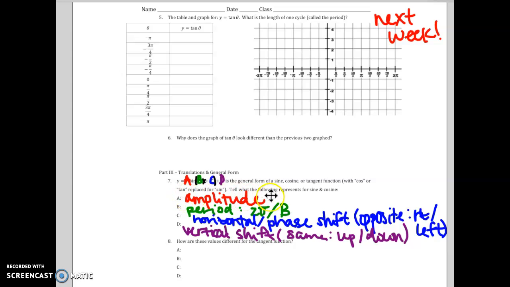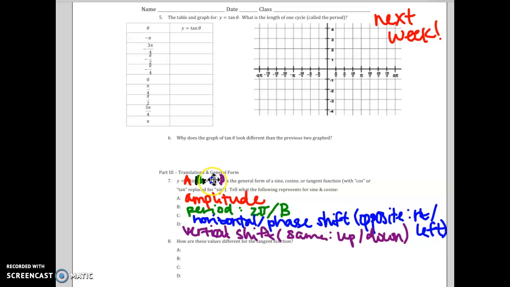But A is the amplitude, the height overall of the wave from the midline to the max, or from the midline to the min. Okay, B helps us determine the period, which is the length of the repeated part. Normally for sine and cosine, you saw that that length is 2 pi. If we have a value in front of x, then that changes it. So we have to take 2 pi and divide by b, and that's going to help us know that part, okay? Horizontal phase shift is this C.